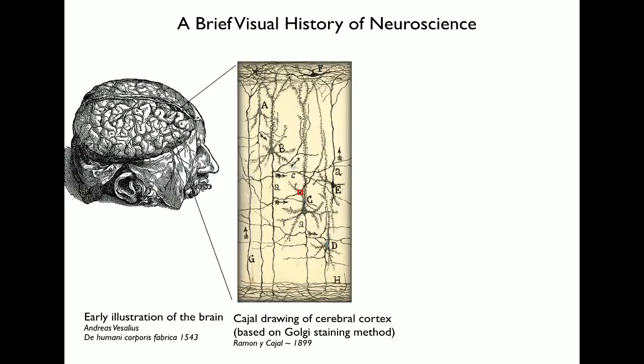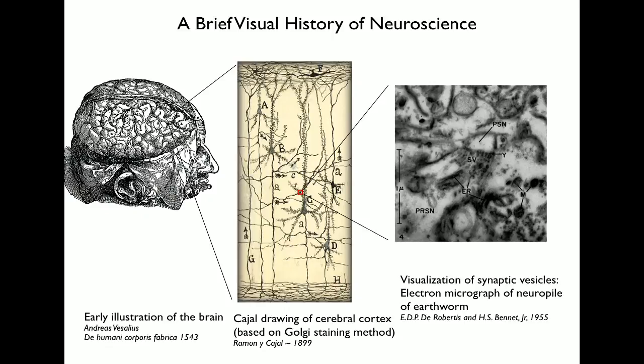It was then about 50 years later that it was possible to actually image some of those synapses by electron microscopy. This is just one example here. It's relatively difficult to see anything unless you look very closely, but what people recognized were small spherical objects that are called synaptic vesicles. So that's the first visualization of what we now know as synaptic vesicles.